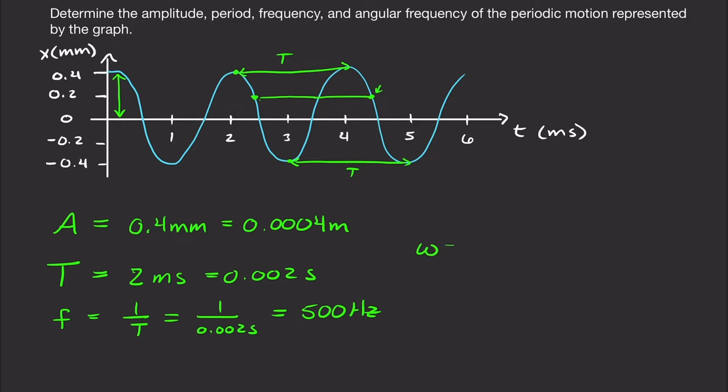And finally, our omega, or angular frequency, is just 2 pi times the frequency, or 2 pi times 500 hertz. And since it's angular frequency, I'll just leave this as 1,000 pi radians per second. If you wanted to plug that in, you could plug that in your calculator and actually get a number.